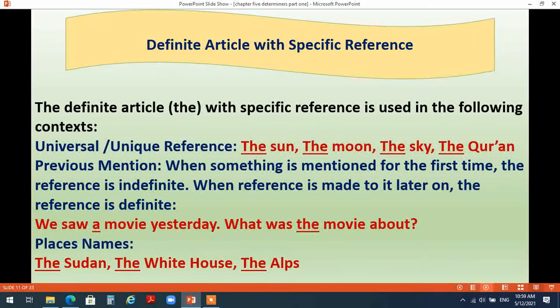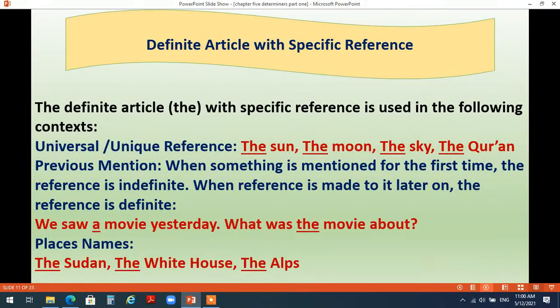Now, previous mention. When something is mentioned for the first time, the reference is indefinite. طبعا احنا حين نذكر شيء للمرة الأولى في سياق الحديث نستخدم ال indefinite article a أو an. لكن when reference is made to it later on the reference is definite. لكن حينما نشير إليه للمرة الثانية أو الثالثة، يعني حينما يشار إليه بعد المرة الأولى، فبهالحالة نستخدم the definite article the.